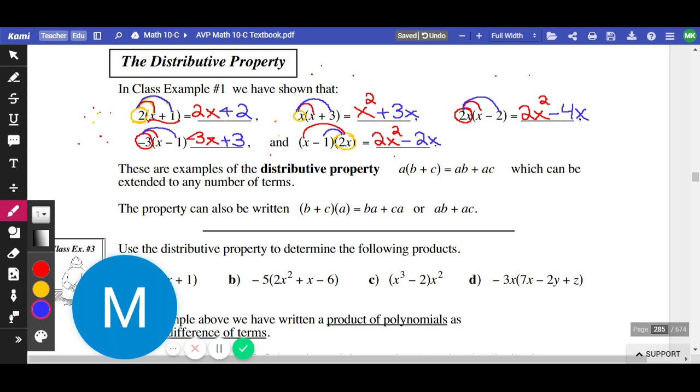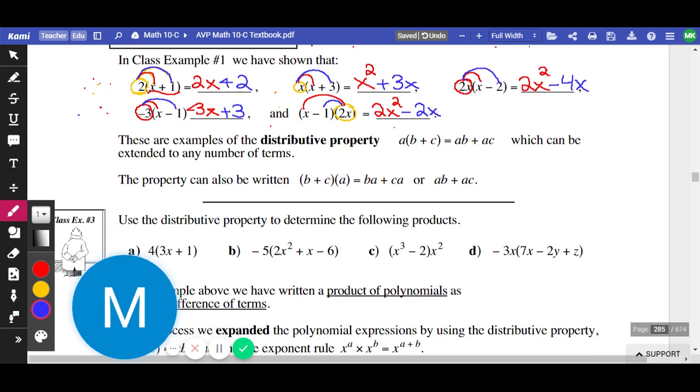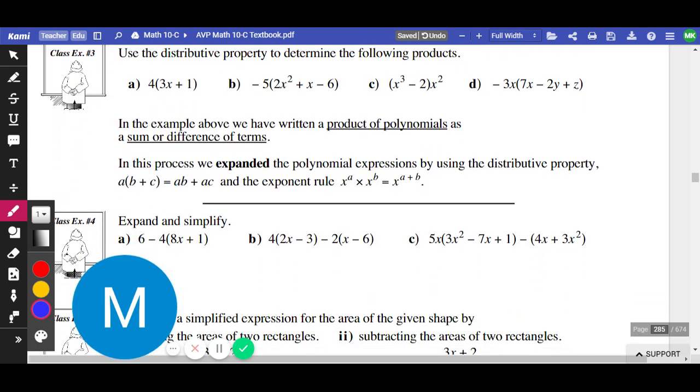Not that bad, hey? I like to think of it when you're distributing: numbers multiply with the numbers, letters multiply with the letters. Don't mix that up. You could try these examples right here. Some of them are a little bit bigger, but give them all a shot. So see if you can distribute these 4 examples.